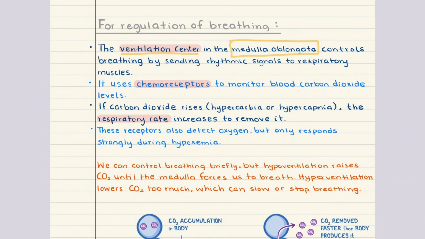The medulla receives information from special sensors called chemoreceptors that monitor the chemical composition of the blood, especially carbon dioxide levels. If carbon dioxide starts to accumulate, a condition known as hypercarbia or hypercapnia, the chemoreceptors are going to detect this change, and then they will send signals to the medulla to increase the respiratory rate. The goal is to get rid of excess carbon dioxide by breathing it out faster.